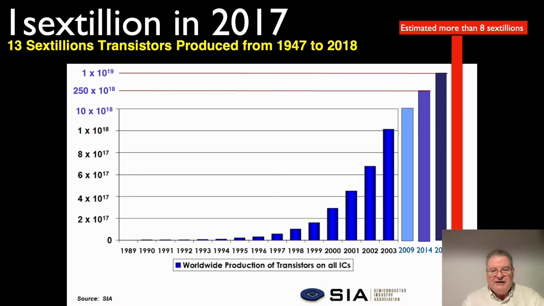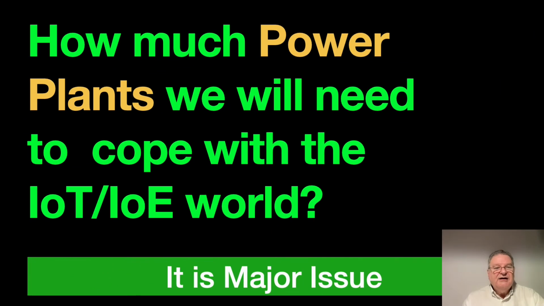If you see here, compare 2014 to 2017, that is real data. From 2014, we had 250 quintillion transistors produced in the world. Three years after, we had 4 times more. So this keeps increasing. Till when will we be able to increase this? Are we going to have a sufficient power supply to run all these transistors? And how many power plants will we need to cope with this IoT world? So this is a major issue.